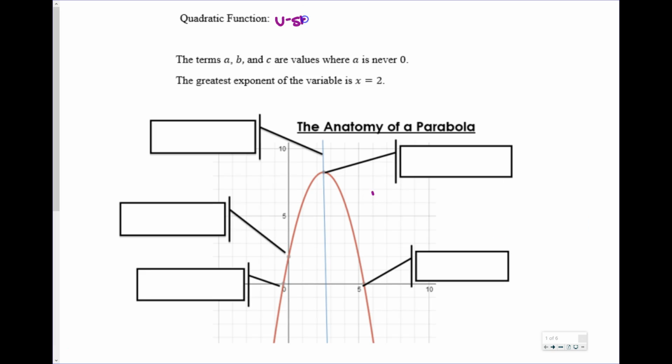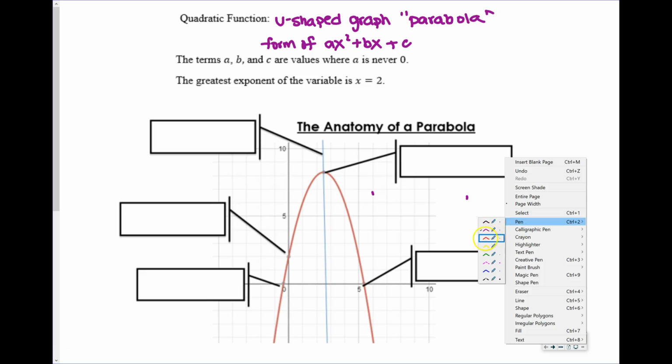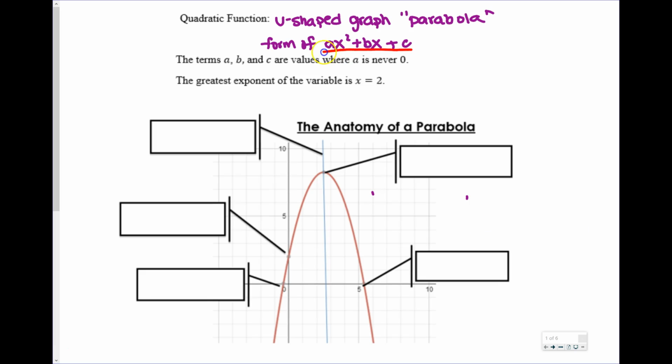It is a U-shaped graph called a parabola. And it's in the form of ax squared plus bx plus c. Okay, so it's not linear. When we talked about linear functions, that was y equals mx plus b. A quadratic function is this, ax squared plus bx plus c.